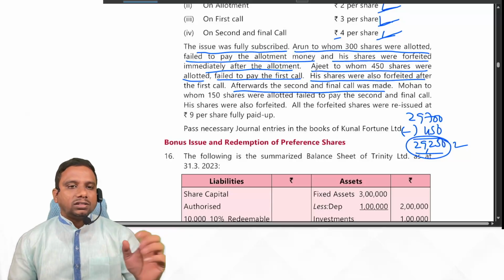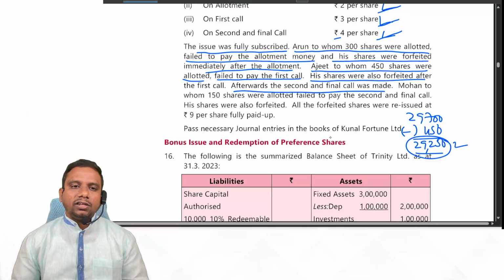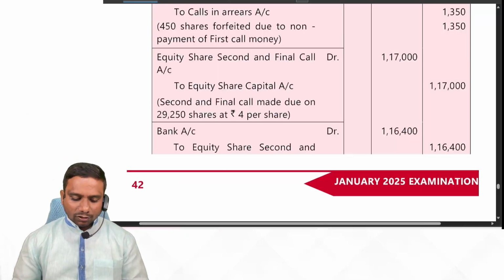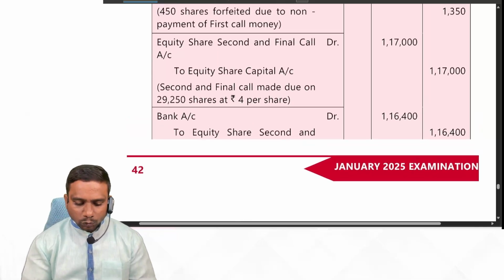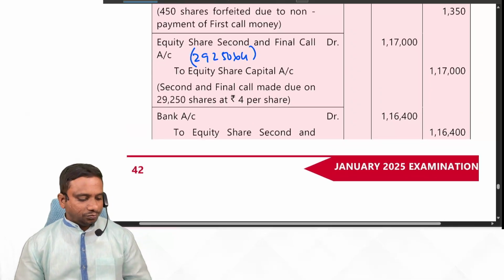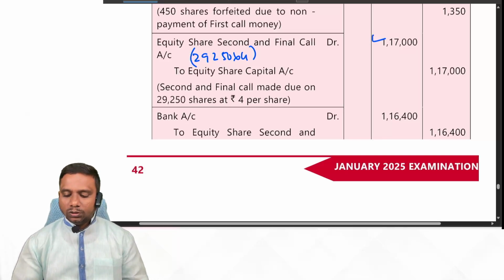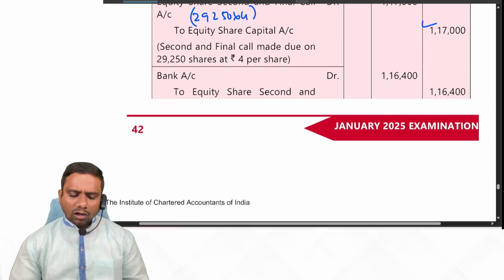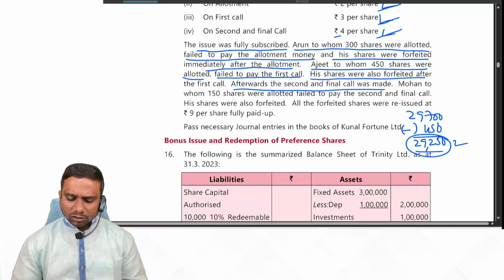What is the entry? Equity share second and final call account debit to equity share capital account, 29,250 into 4 rupees, 1,17,000 to equity share. Observe on how many shares we have not received amount.